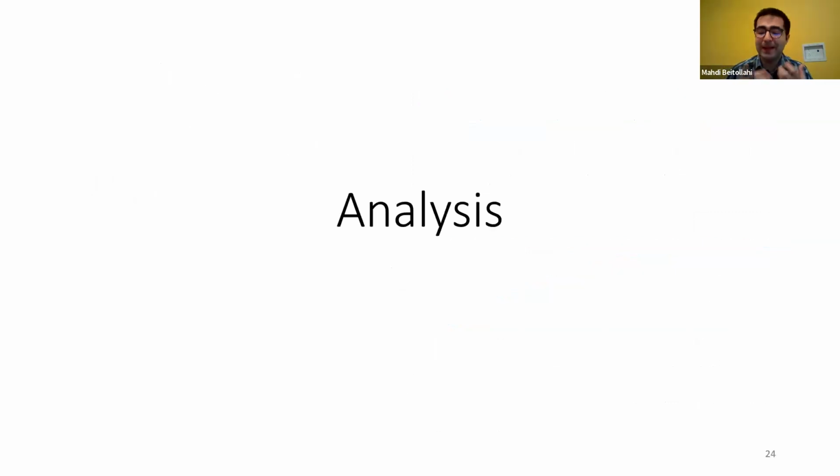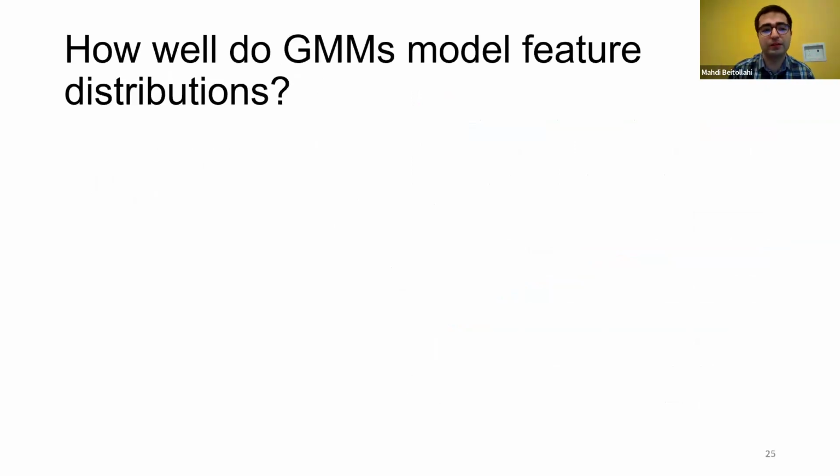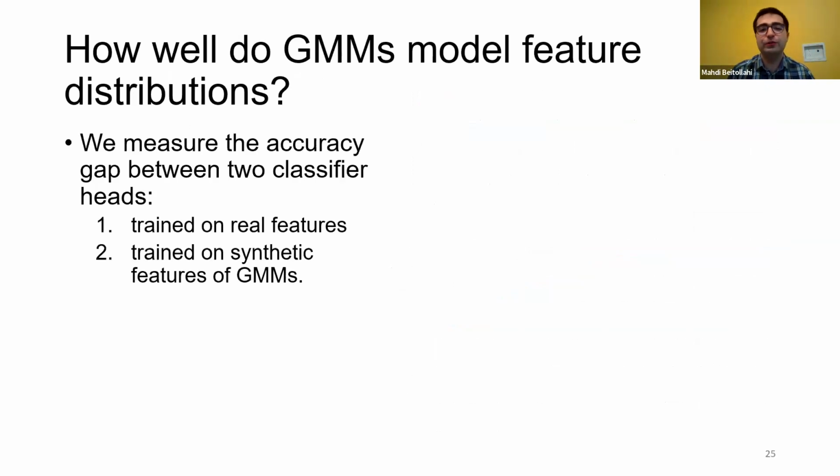The last 2 slides are basically a discussion and analysis of what is happening, why GMMs are working, and whether it is actually private or not. So the first question is, how well do GMMs model feature distributions? In order to figure that out, we measure the accuracy gap between 2 classifier heads, one trained on real features and one trained on synthetic features from GMMs.